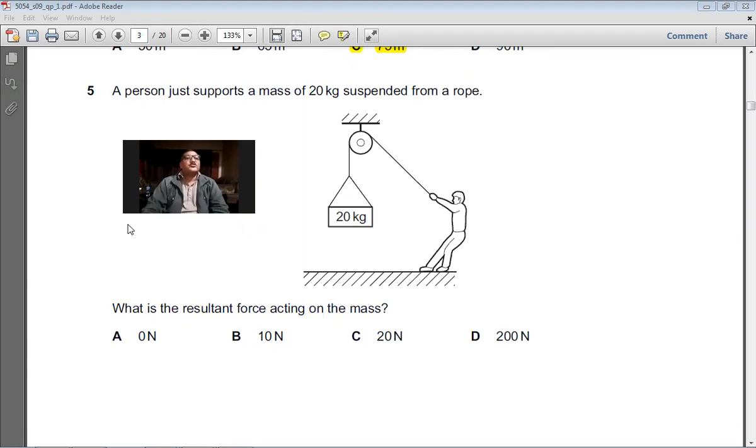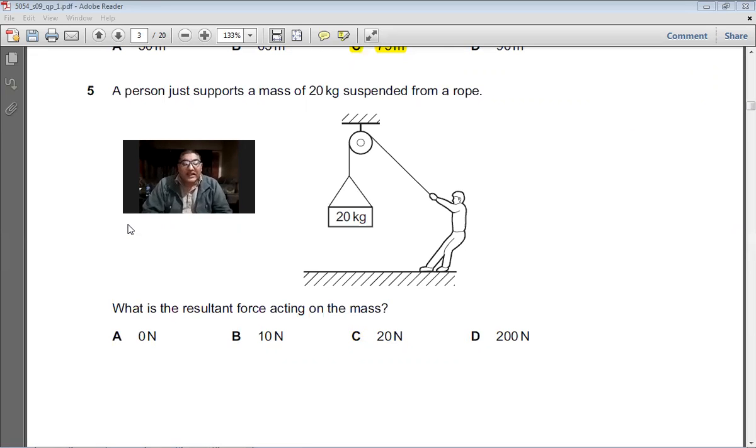A person supports a mass of 20 kg suspended from a rope. What is the resultant force acting on the mass? Because this is just suspended, neither moving upward nor downward, the resultant force will be 0.